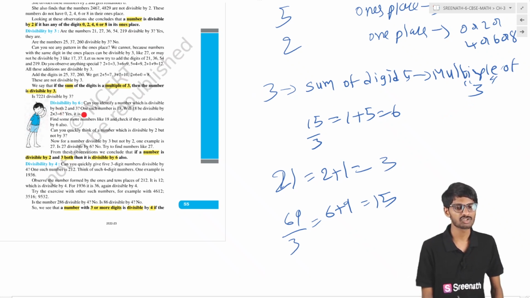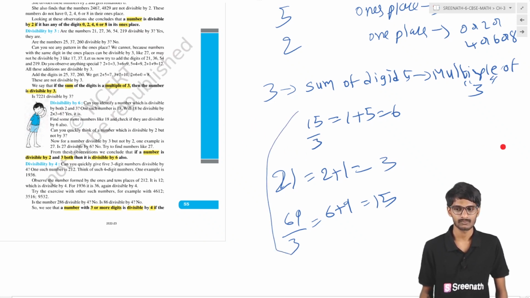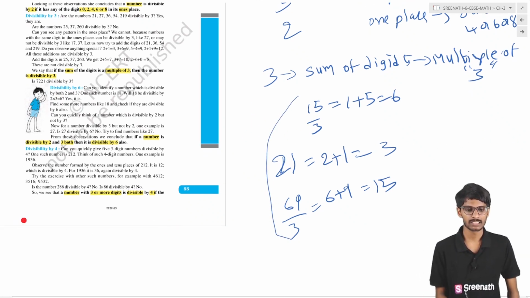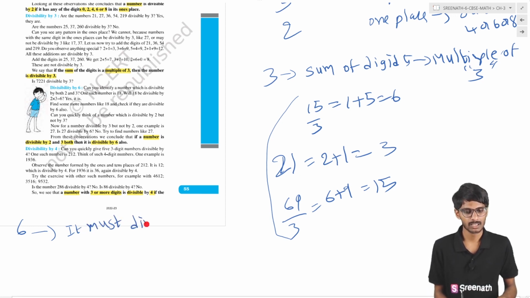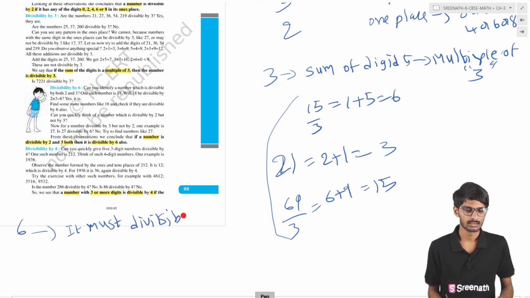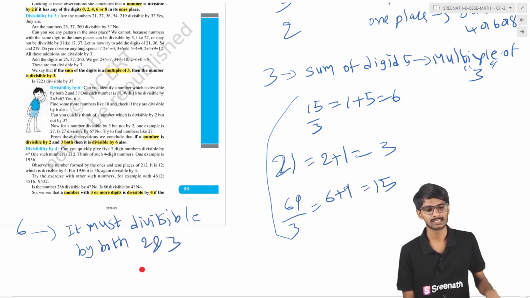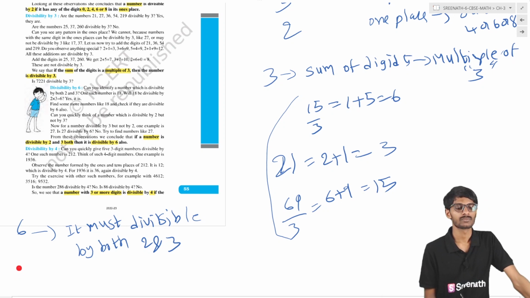Then what is the next thing? Divisibility by 6. If you want any number to be divisible by 6, then it must be divisible by both 2 and 3. This is the condition. Suppose take 48.